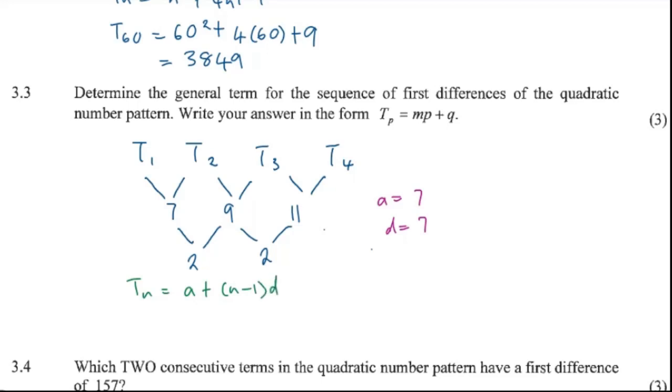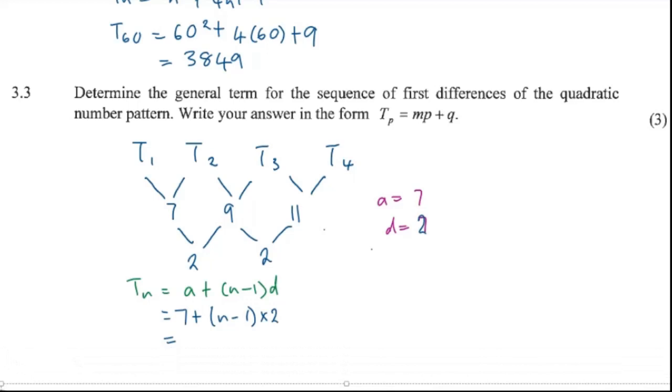All right, so a is 7, and then n minus 1. Oh, sorry, the common difference is actually 2, not 7. So let's just simplify that quickly. Maybe I can bring that down to make space. So that is going to be 7 plus 2n minus 2. 7 minus 2 will give us 5, so that means Tn.